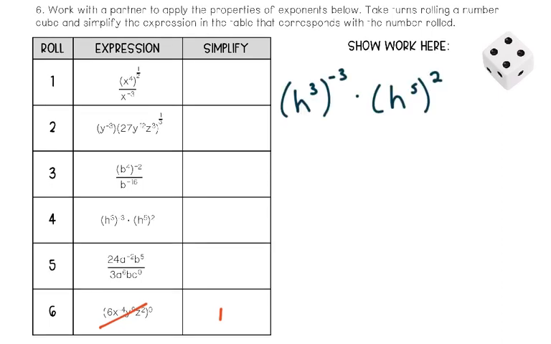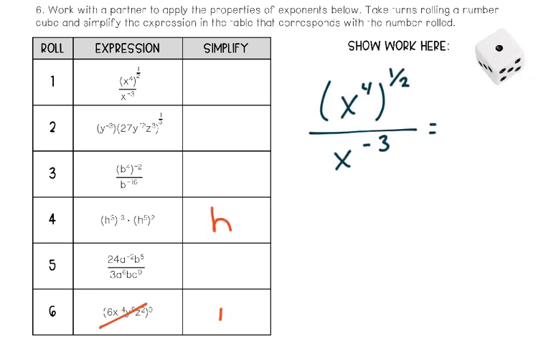So the first thing I'm going to do is the power rule. If it's a power to a power, I'm going to multiply the exponents. So I have h to the power of -9 times h to the power of 10. Now I'm going to use the product rule. Same base being multiplied. Add the exponents. I get h to the power of 1 or just h. Either way is right.